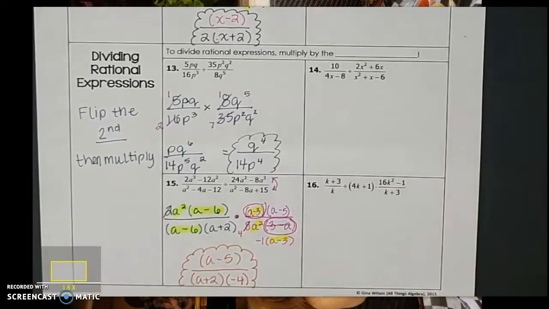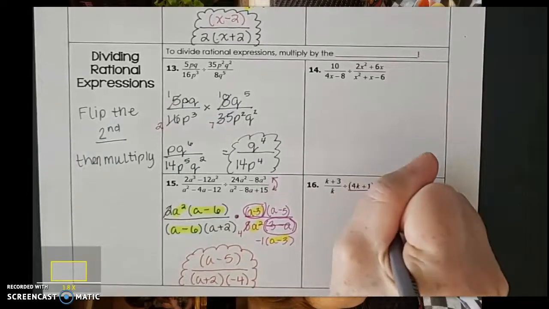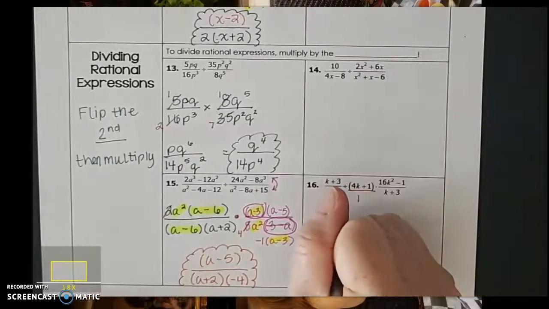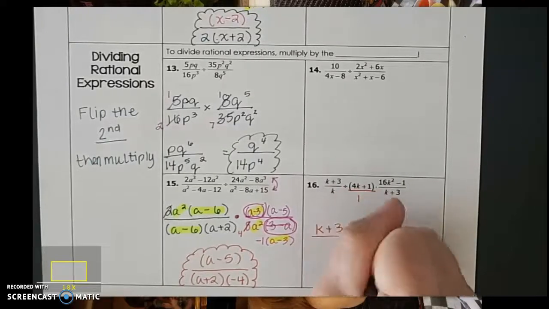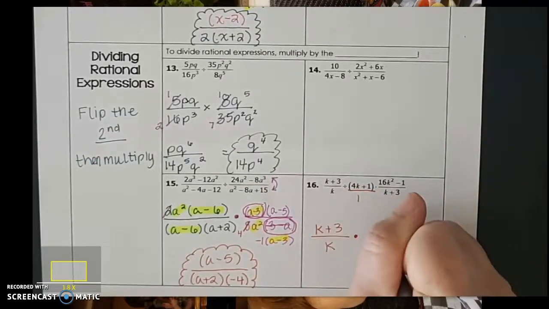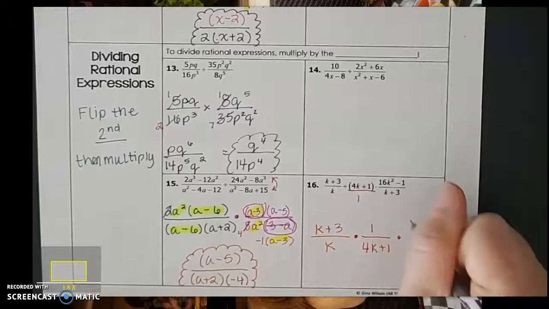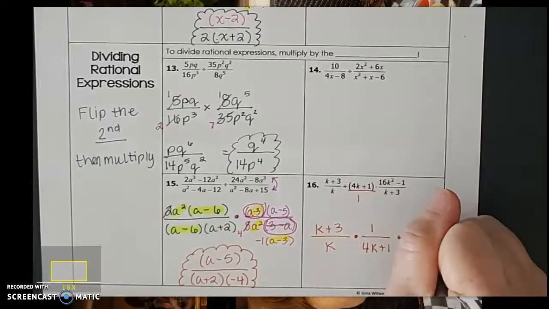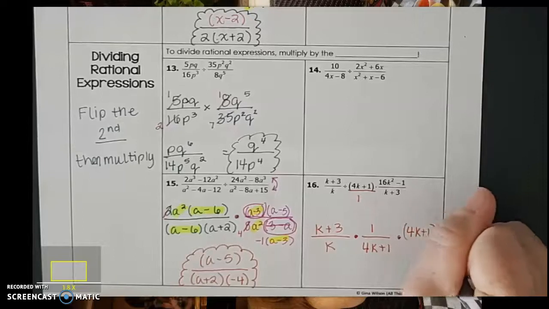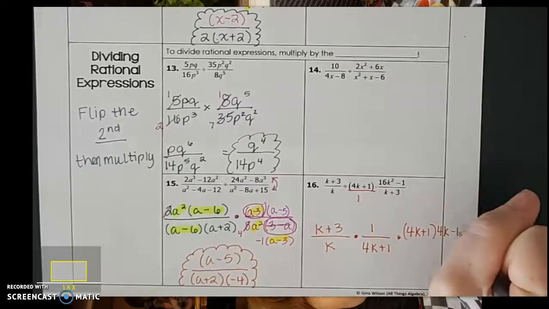Okay, we have about a minute left. I just want to talk about this one. What we want to do is you always want to do division first, and this 4k plus 1, let's go ahead and put that over 1. So that's going to be k plus 3 all over k times, we're going to change it to multiplication, and 4k plus 1. And then times, I'm going to go ahead and factor this real quick. That's going to be 4k plus 1, 4k minus 1. That's the difference of squares, all over k plus 3.